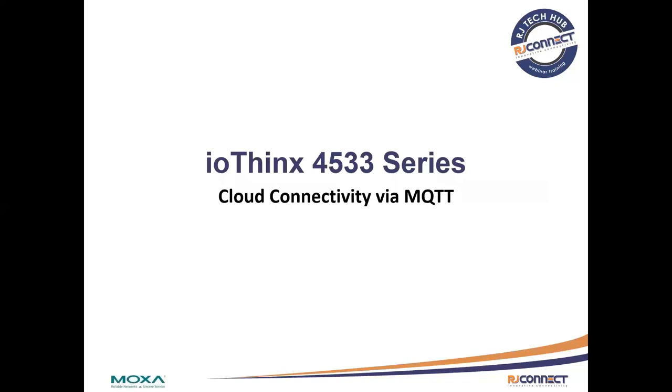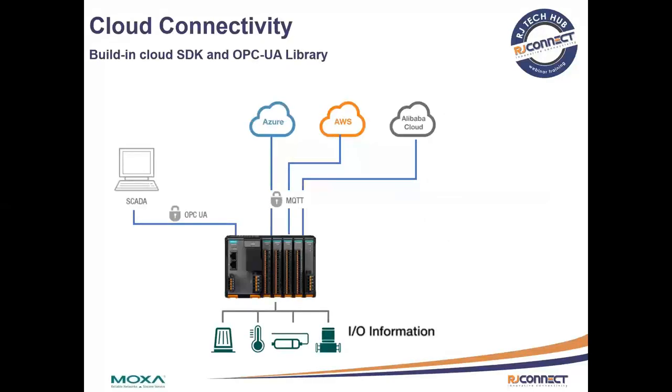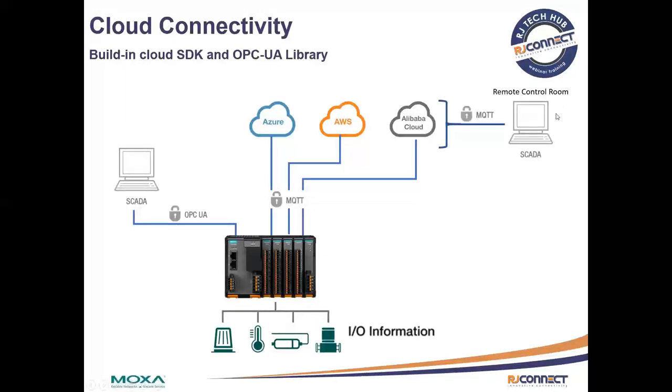Okay. So now let's jump into cloud connectivity via MQTT. What the customers can do is take advantage of the ioThinx 4533's built-in Azure, AWS and Alibaba Cloud SDK and OPC UA library, which is available to easily connect to public or private cloud and SCADA applications. On the left-hand side here, as you can see, we have a SCADA that is syncing the data from ioThinx using OPC UA. It's getting the IO information from the field via OPC UA. And here we have an MQTT service that we're using to send the data into the three different cloud accounts. You can also have a remote control center or control room that is syncing the data from the cloud via MQTT.